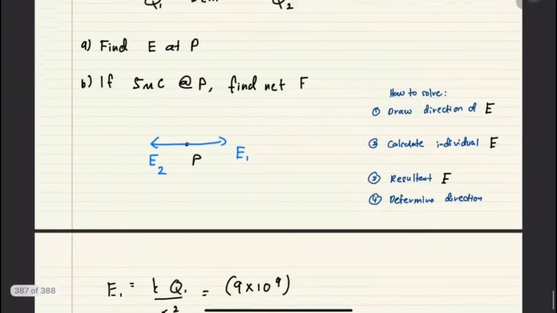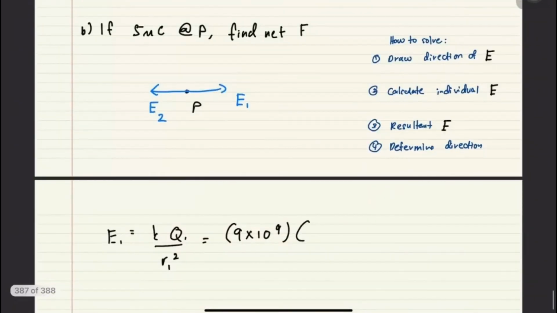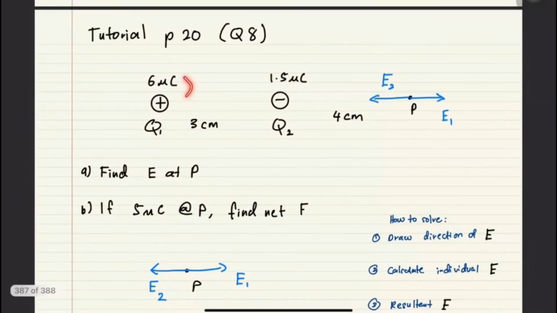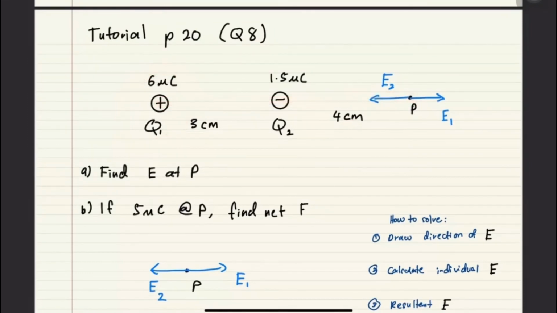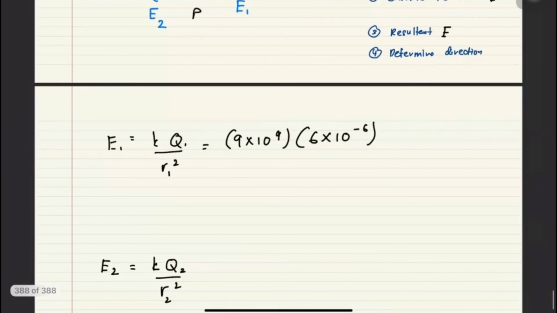Tak masalah. kQ over r squared. kQ over r squared. Since this one is 1, dia 1 lah. This is 2, 2. k dia sama je nilai dia. Okay, Q1 tadi kita tengok balik. Q1 adalah 6 microcoulomb. The distance from this point up until point P is 3 plus 4. It will be 7 centimeter. But you still have to convert to meter. So 0.07. Don't forget to take square.